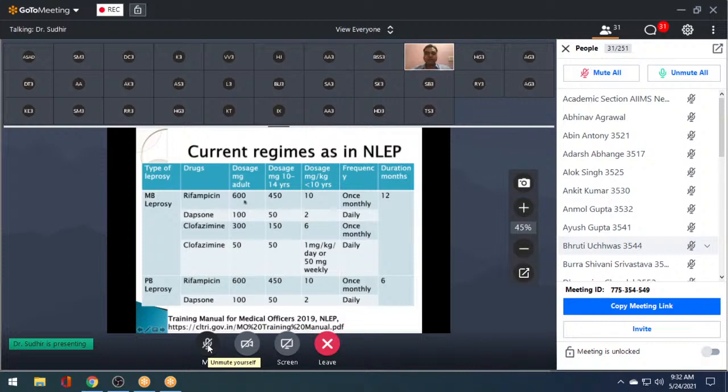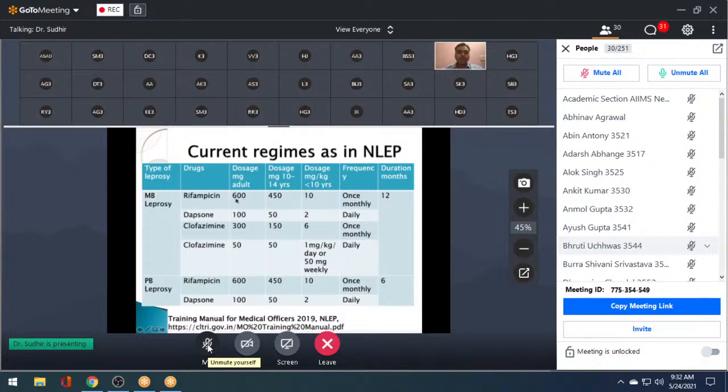So it is to be given in adults. You can consider rifampicin to be given 600 milligram once a month. Dapsone is to be given 100 milligram daily, and the frequency is written here. Then clofazimine is to be given 300 milligram once monthly, followed by 50 milligram once daily. It is to be given for 12 months. And for paucibacillary, rifampicin is to be given 600 milligram once monthly for 6 months, and dapsone 100 milligram daily.